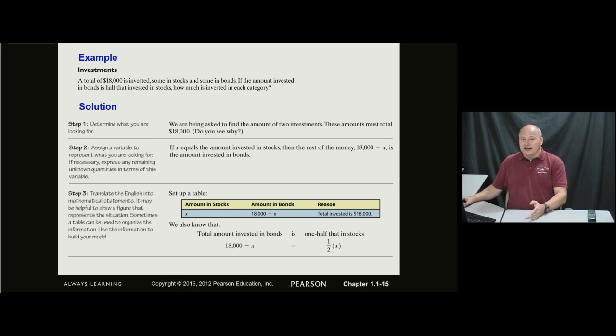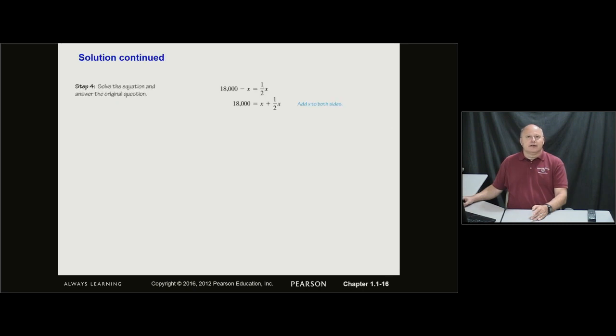Now there was another connection. The number in bonds was half that. So the number in bonds, which is 18,000 minus X, equals 1/2 of what was invested in stocks. So that makes us an equation. That's our model right there. 18,000 minus X equals 1/2 X. So our job is to solve this equation for X. And so here we go.